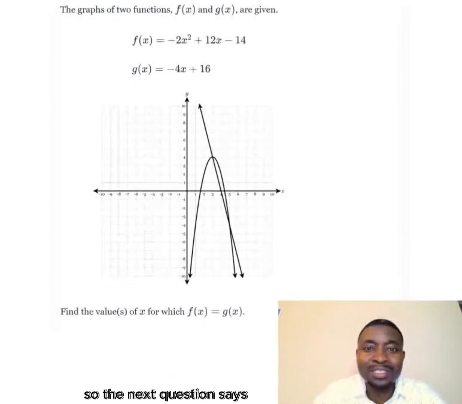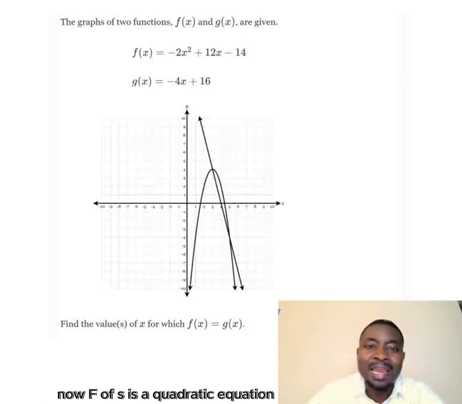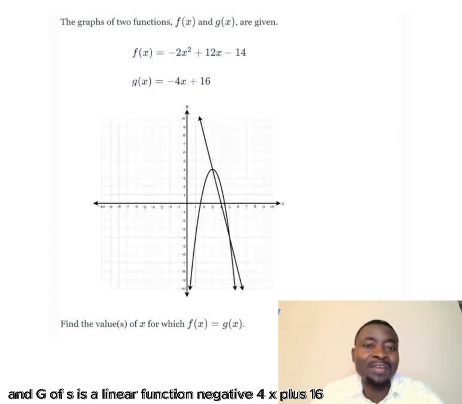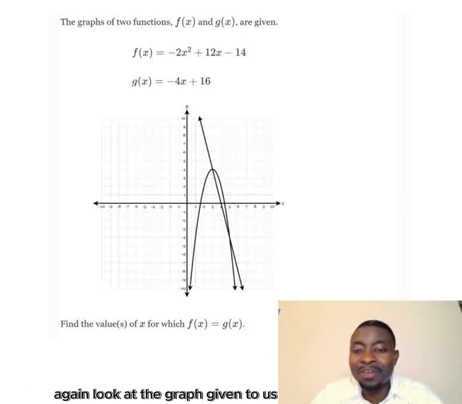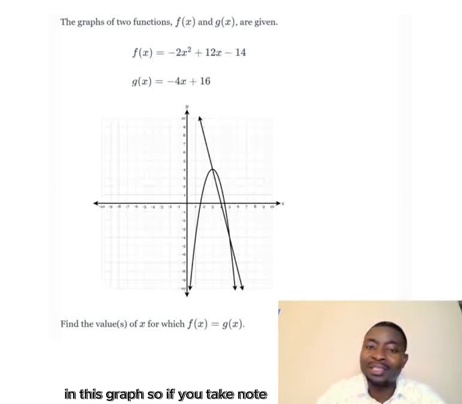So the next question says, the graphs of two functions f of x and g of x are given. f of x is a quadratic equation, negative 2x squared plus 12x minus 14, and g of x is a linear function, negative 4x plus 16. Again, look at the graph given to us. We first identify the points of intersection in this graph.